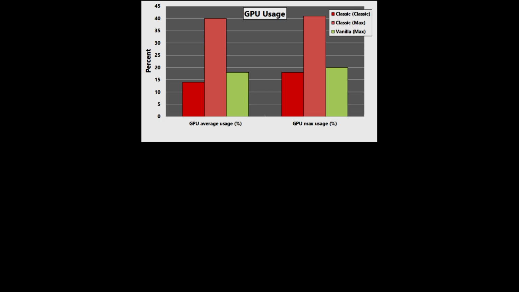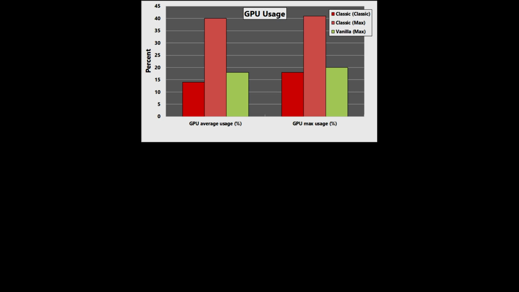So on the left we have the GPU average percent usage, and it's all pretty low, right? Between around 14 to 16 or 17% of my GPU is used on average, with either the Classic client on Classic settings or the Vanilla client on maximum settings. And then the maximum percent usage on the right was increased a little bit, but ultimately they were very, very close. We're talking about 17% versus about 20%, so really no difference there.